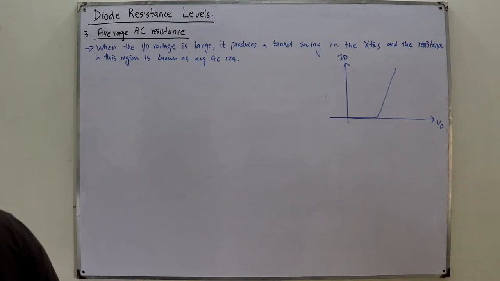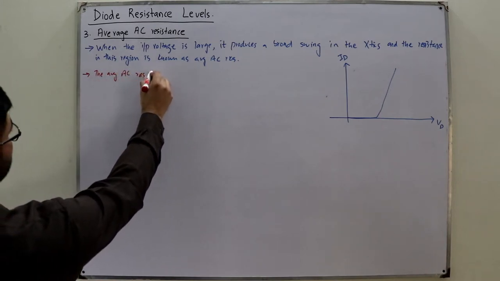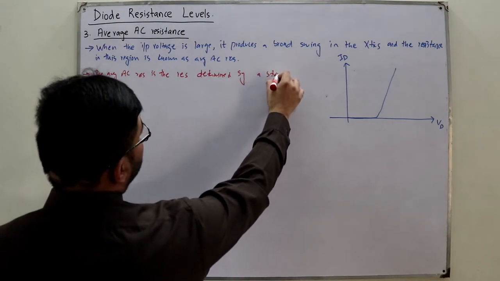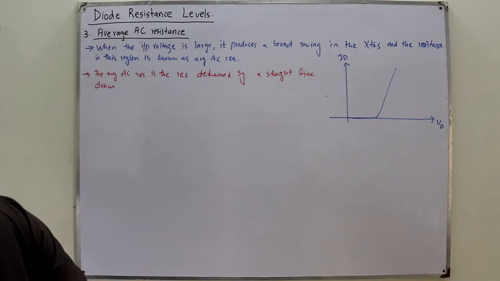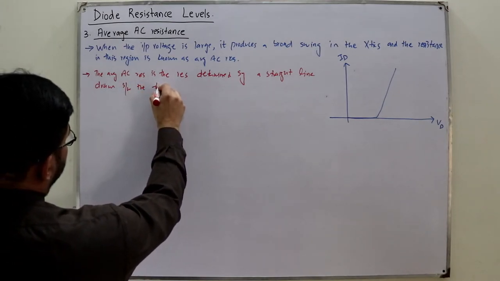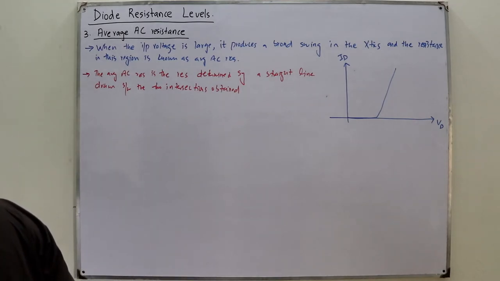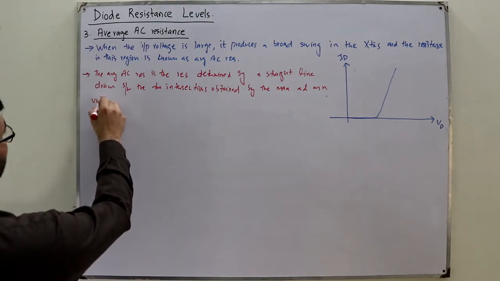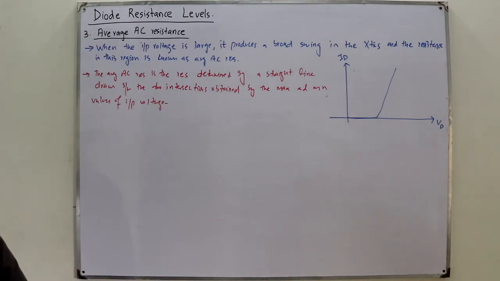So let me write the definition as well. The average AC resistance is the resistance determined by a straight line drawn between the two intersections obtained by the maximum and minimum values of input voltage. Excuse the writing, this is already present in the book. And I hope it is clear.